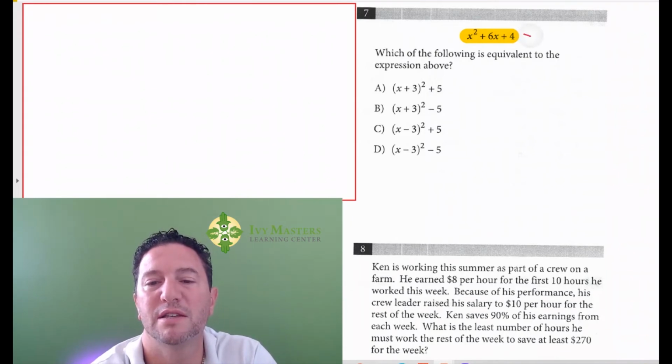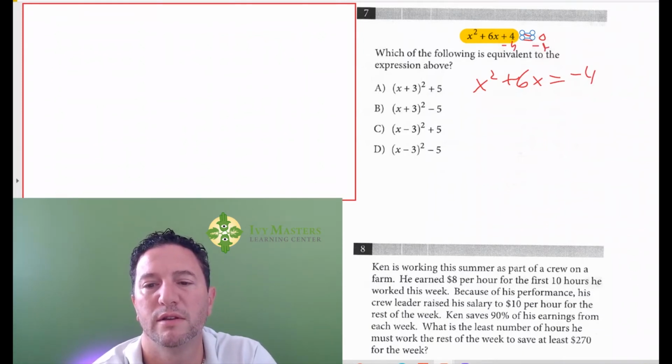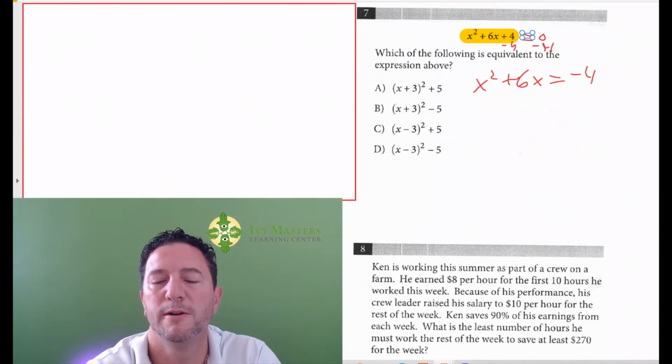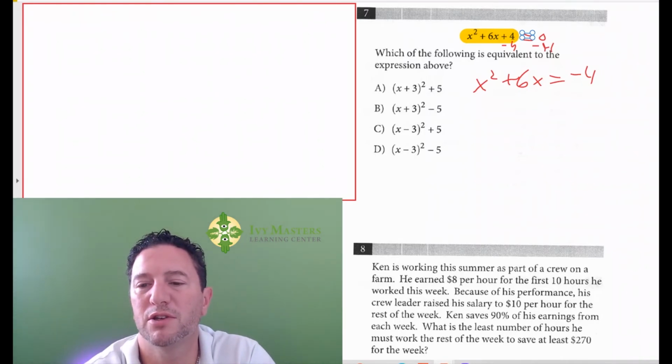So let's say I set this equal to 0, and then I subtract 4 from both sides. I get x squared plus 6x equals negative 4 if I subtract 4 from both sides. And that's a 4. It's a terrible 4. And then what you do is you complete the square, which is b over 2 quantity squared. What we're going to do is we're going to add that to both sides.